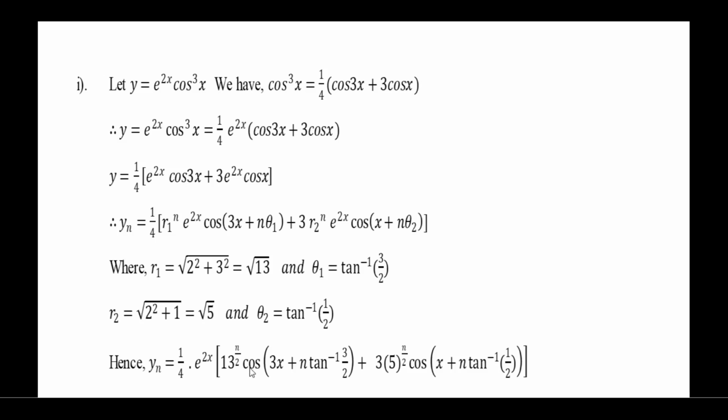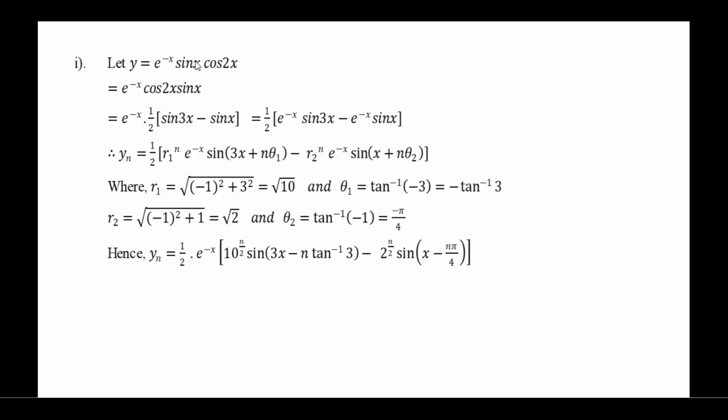And on simplification we got yn is equal to 1 by 4 e power 2x into 13 to the power of n by 2 cos of 3x plus n into tan inverse of 3 by 2, plus 3 into 5 to the power of n by 2 into cos of x plus n into tan inverse of 1 by 2.